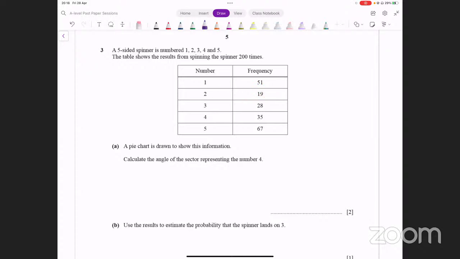Okay. A pie chart is drawn to show this information. Calculate the angle of the sector representing the number 4.